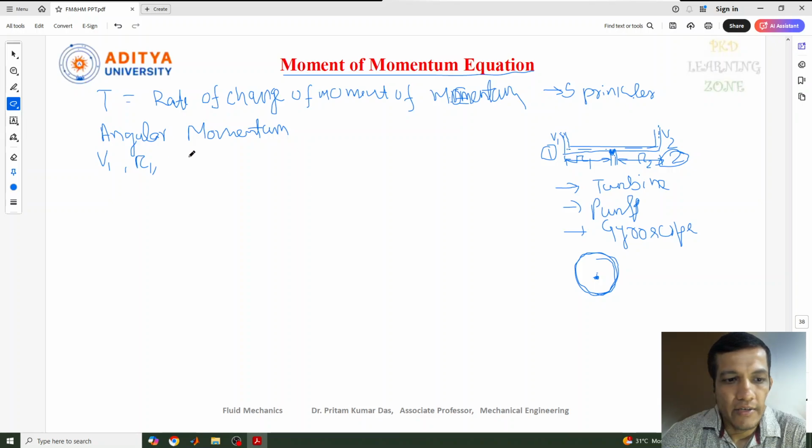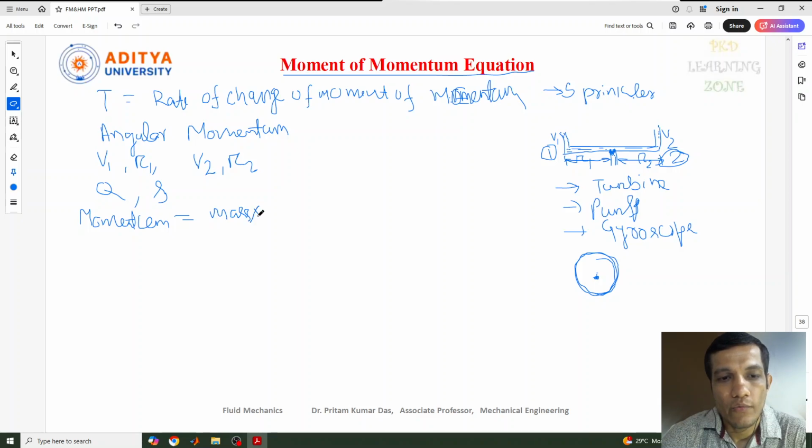Similarly, at section 2, we can write the velocity of the fluid and the radius of curvature from the center point up to section 2. One more thing we need to consider is the rate of flow, the volume of fluid coming in, which is Q, and the density of the fluid, as these are properties of the fluid. Now, if I want to write the momentum of the fluid, how do we calculate it? We know that the momentum of the fluid is equal to mass into velocity.